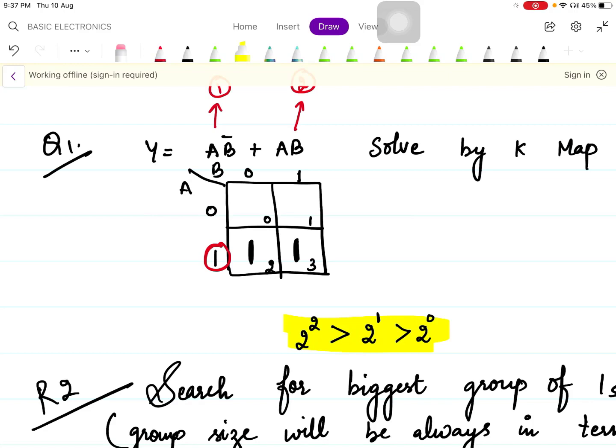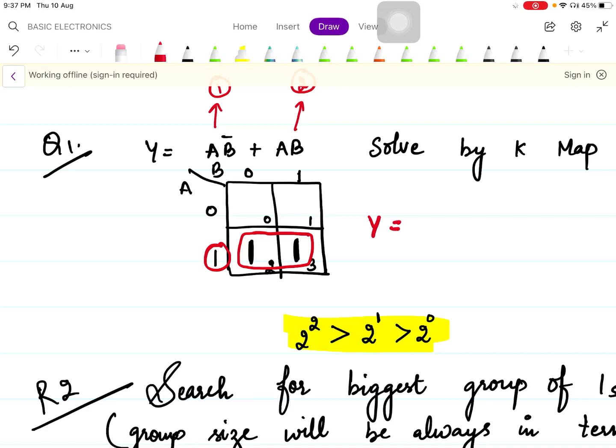Alright. Now, in this particular question, first of all, we will search for the group of 2 raised to the power 2, that is 4, not found. Then we will move to the next level, that is 2 raised to the power 1, which is 2. So a group of 2 is easily found and we have to make this group. This group includes all the ones that were available and hence our work of making the group is done over here. Now we need to write the answer.